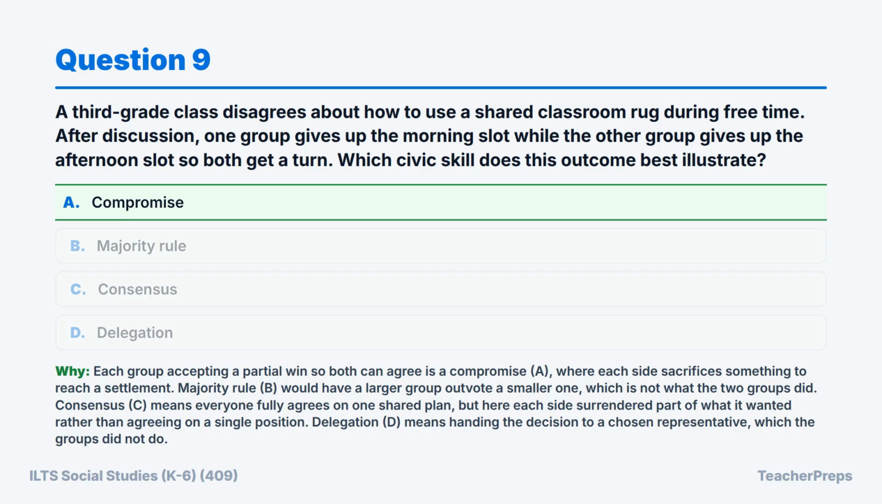Majority rule, B, would have a larger group outvote a smaller one, which is not what the two groups did. Consensus, C, means everyone fully agrees on one shared plan, but here each side surrendered part of what it wanted rather than agreeing on a single position. Delegation, D, means handing the decision to a chosen representative, which the groups did not do.